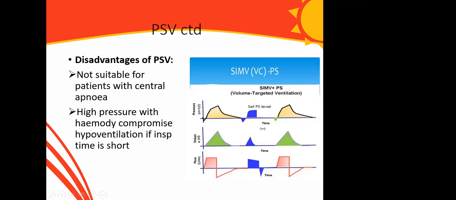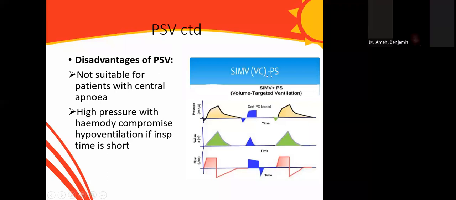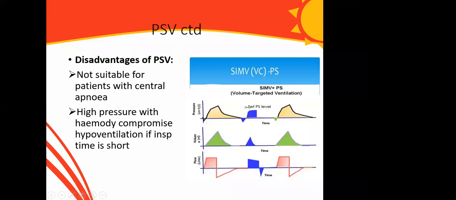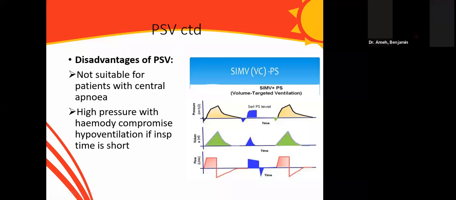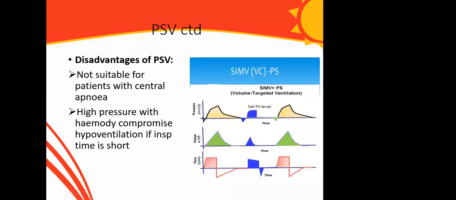Now, this is some of the things we're talking about on the right side. This is SIMV volume control with pressure support. So what the ventilator does is to just add some pressure to overcome anatomical and apparatus dead space.